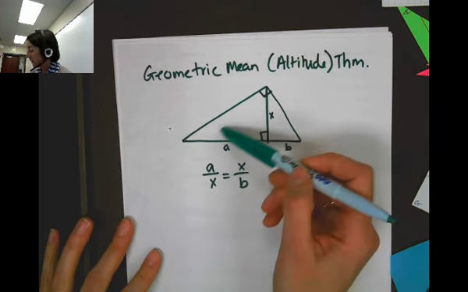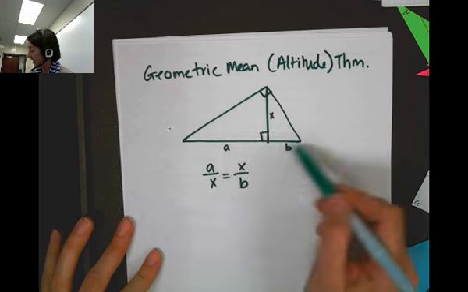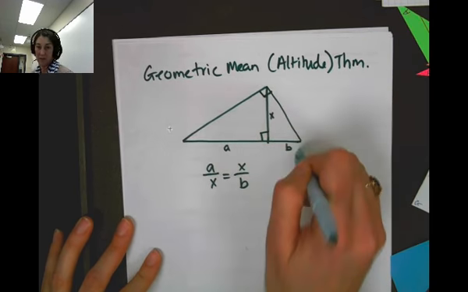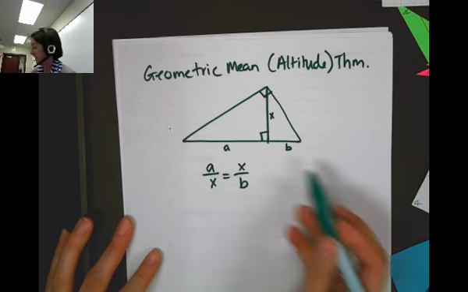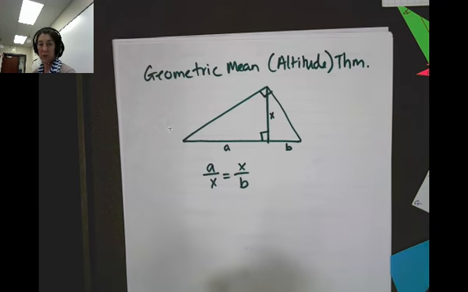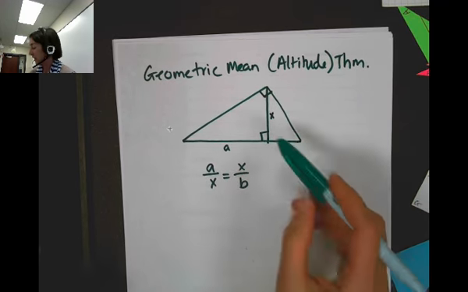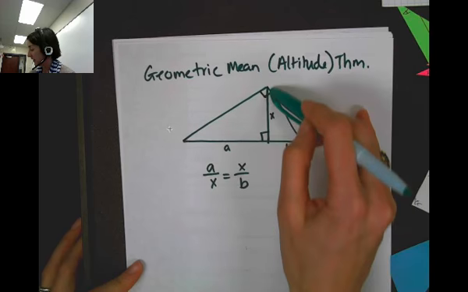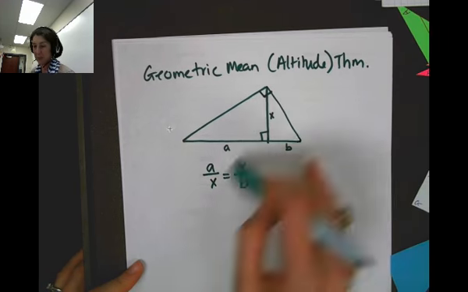Once you start getting familiar with this, you kind of just see it like that. A is to x as x is to B. That's how I start to see it. Miss Trace and I were talking about this. She kind of always visualizes those three similar triangles. I just sort of see that this cuts it into segments with this being the geometric mean.